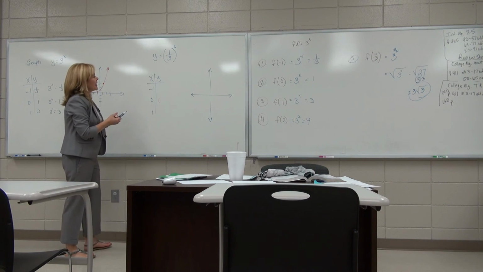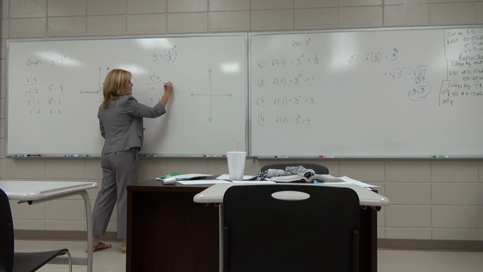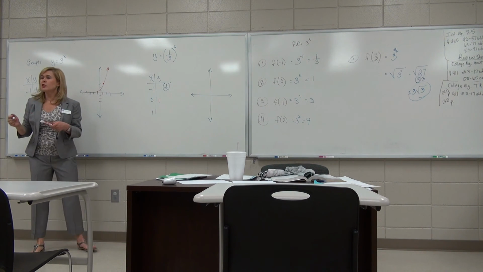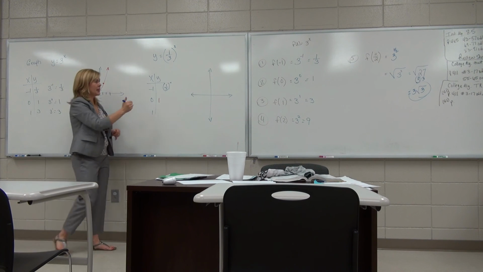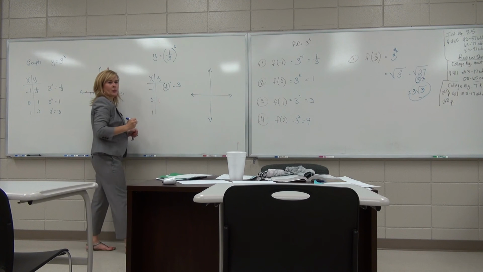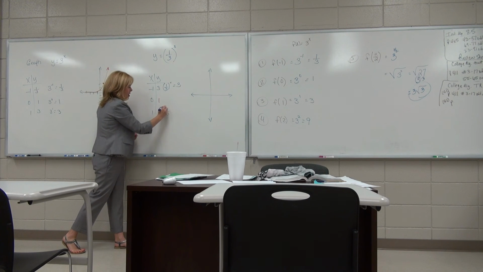Well, let's put in -1 in place of that x. So that would be 1/3 to the -1 power. What did you just tell me? How do I make that exponent positive? By doing what? By flipping it. So that means that will be equal to 3, right? And down here, if I had 1/3 to the first power, what's that going to be equal to? 1/3.